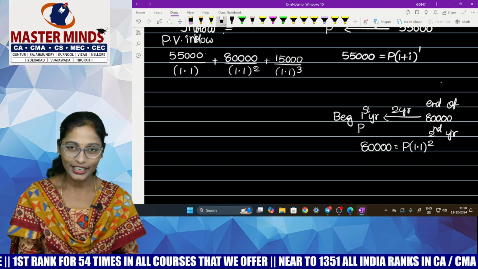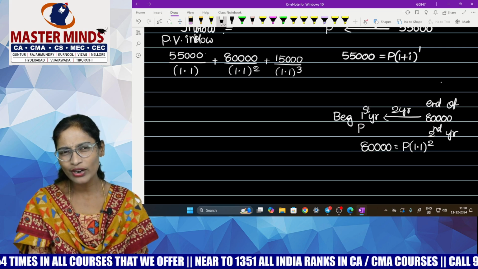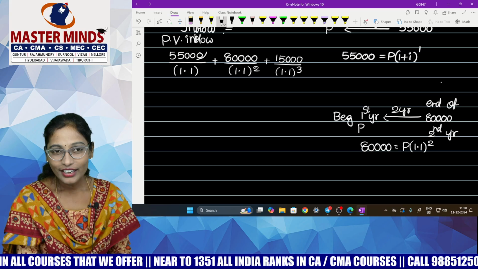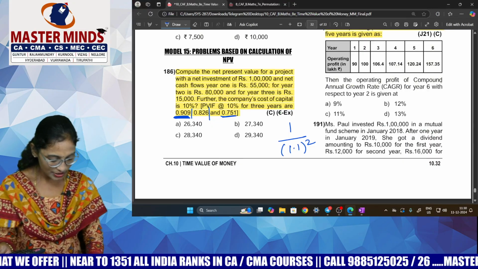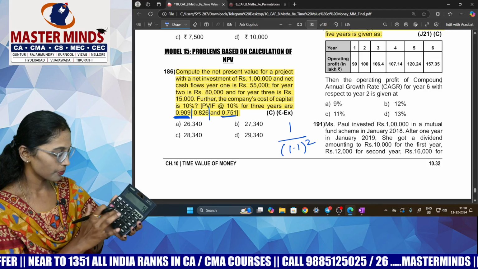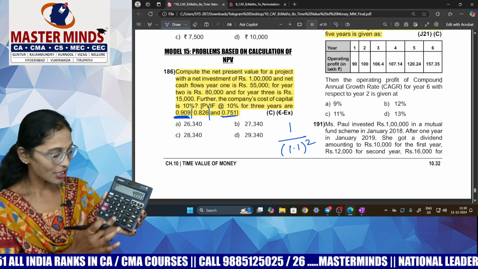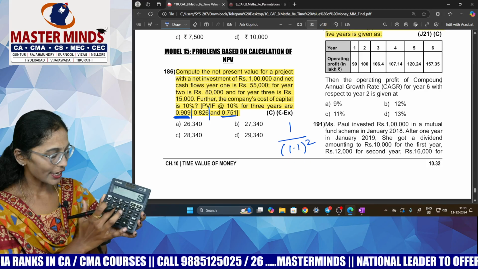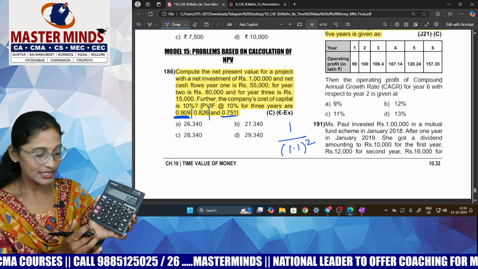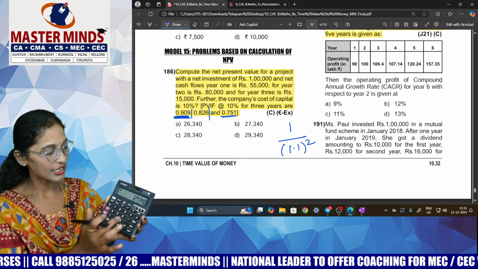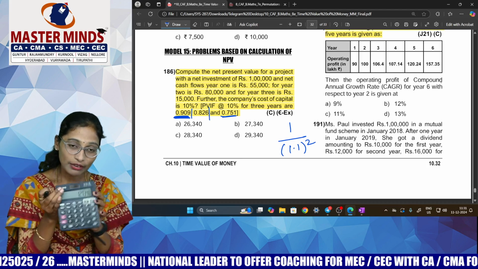You need not calculate. Now the thing is, ఇప్పుడు people ఏం చేస్తారంటే they will do 55,000 into 0.909, because he gave you 1 by 1.1 కదా. So now I'll tell you the calculation process. Take your calculator. 55,000 into 0.909 M plus. Next 80,000 into 0.826 M plus. Next 15,000 into 0.751 M plus, MRC. How much? 1,27,340. Keep that value in your calculator.